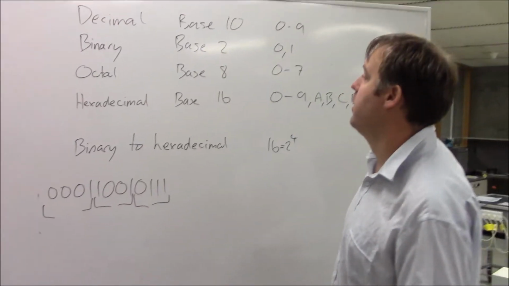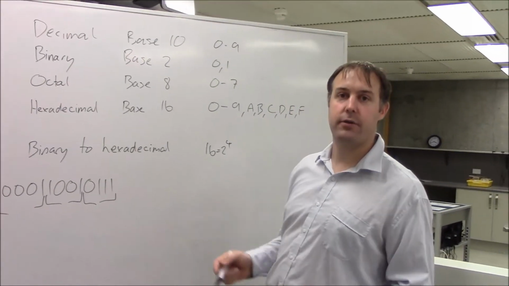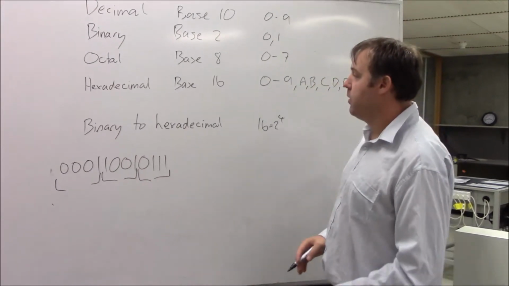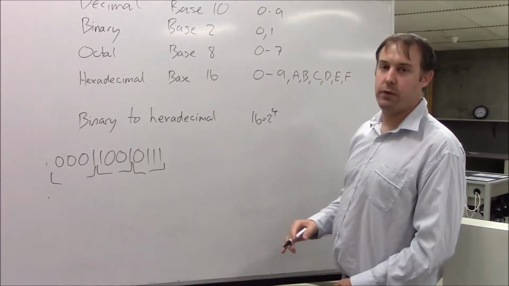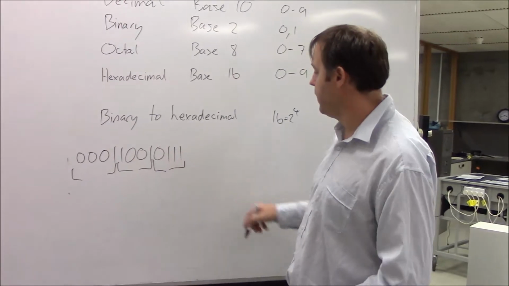In the same way that 5 is equal to 05. Group them in 4s and then write down what their hexadecimal equivalent would be. So 0111 is 7.